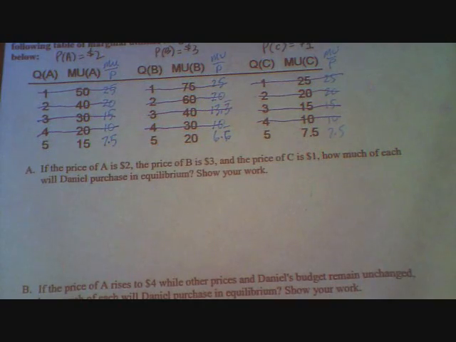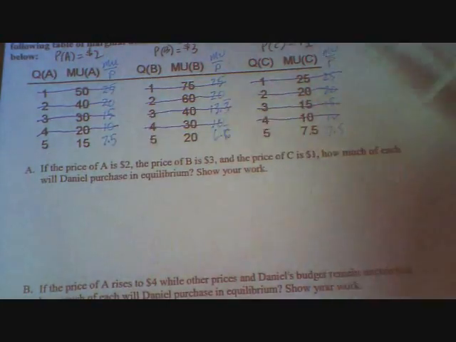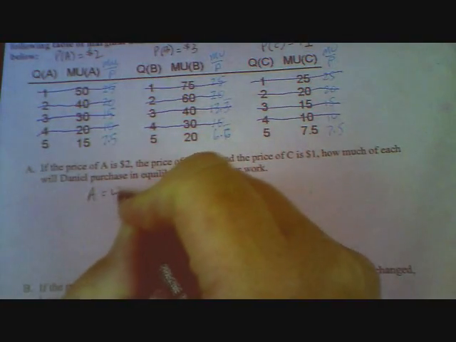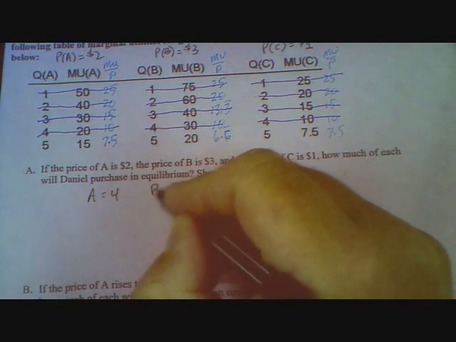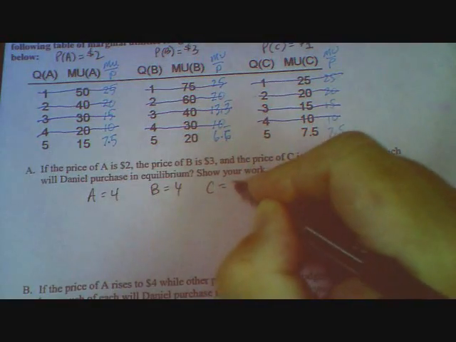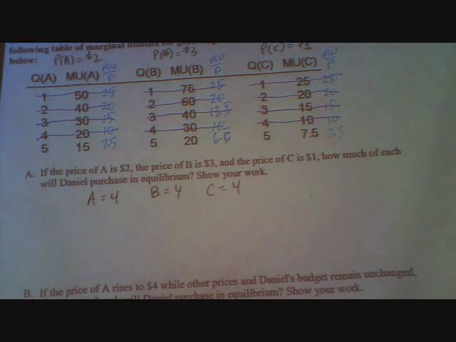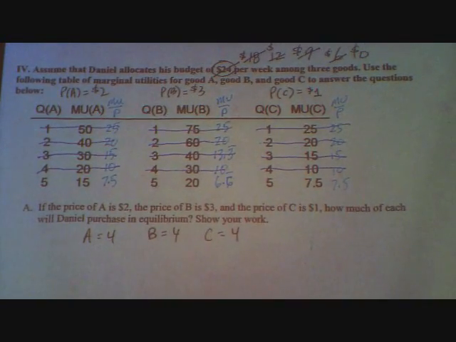So the question is, how much of each good will Daniel purchase in equilibrium? And the answer would be 1, 2, 3, 4 units of A. 1, 2, 3, 4 units of B. 1, 2, 3, 4 units of C. So he's going to buy 4 units of each good in order to maximize his utility.